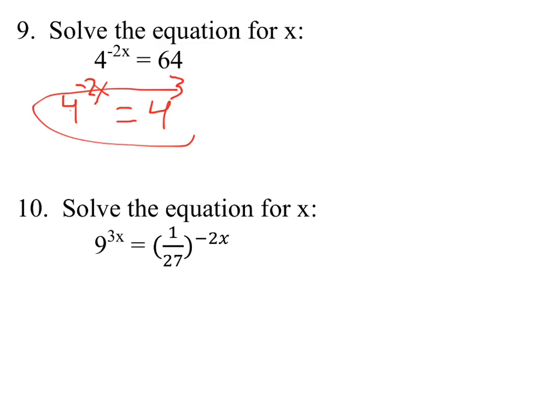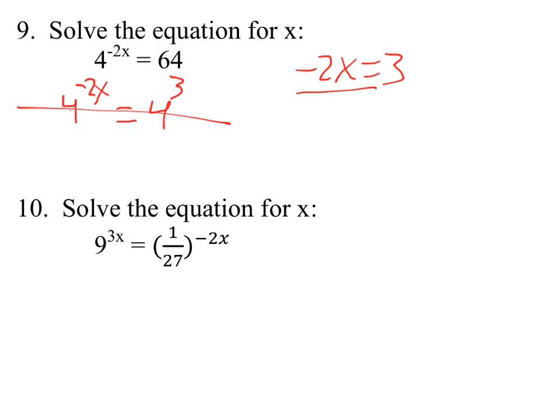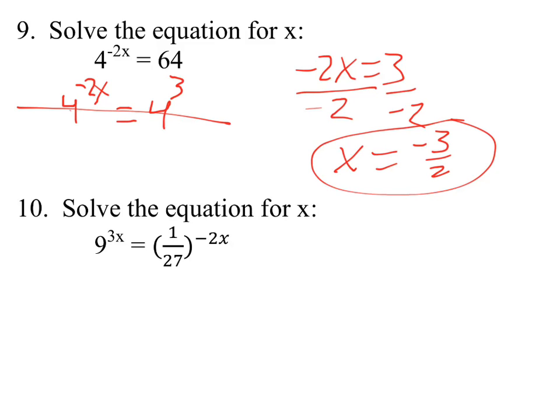And now that we have the bases the same, we can actually drop the base and just set up negative 2x equals 3. And now you just need to divide both sides by what's in front of x, negative 2, and we'll get x equals negative 3 halves. And that's done.